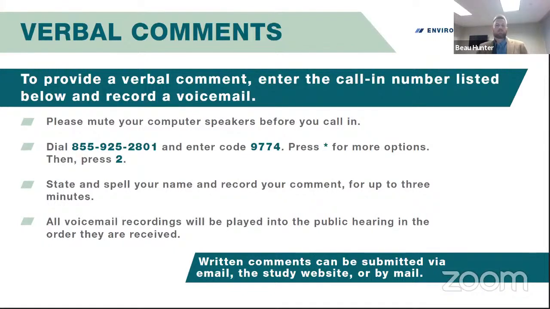When you call in, you can hear both going, and there is a little bit of a time lag between what's happening real time and what you're maybe seeing on your screen. You can dial the number 855-925-2801 and enter code 974. You can press star for more options and then press 2.